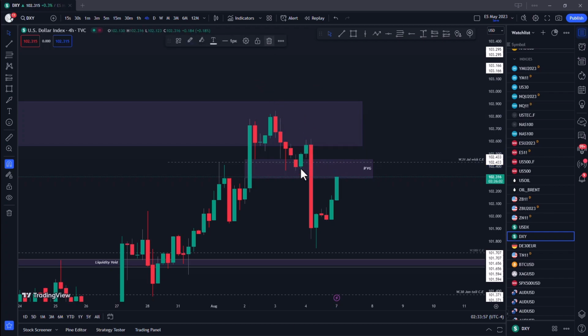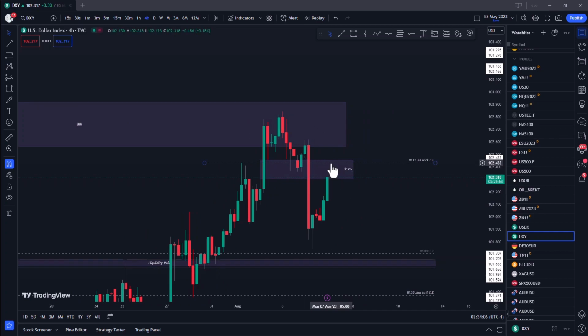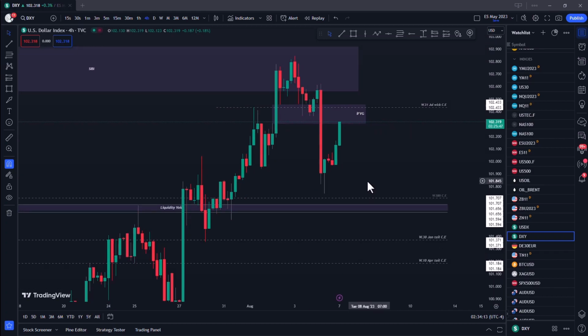So I want to see price actually use this level, this area, as some level of support and some level of resistance to push price lower. Because if I am bullish, I would like to see if we can tag this area of inefficiency.